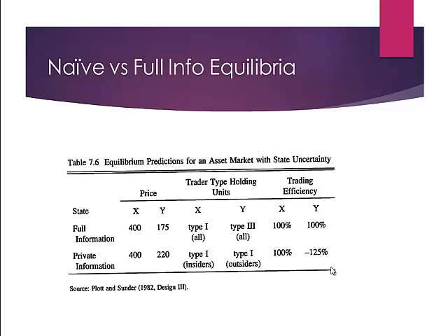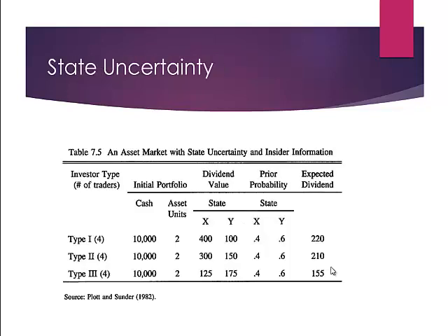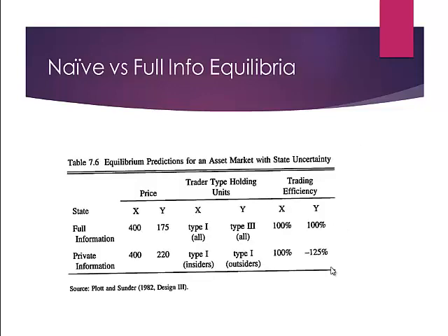So in state X, type 1 will end up holding all the assets. If it's state Y, then type 3 has 175, which is the highest value, and they will end up holding all the assets. In private information, type 1 insiders will end up holding all the assets, because type 2 outsiders will not know which state it is, so they will also sell everything to the insiders.